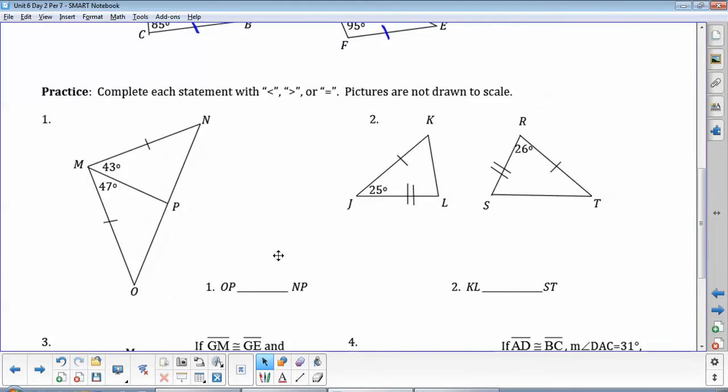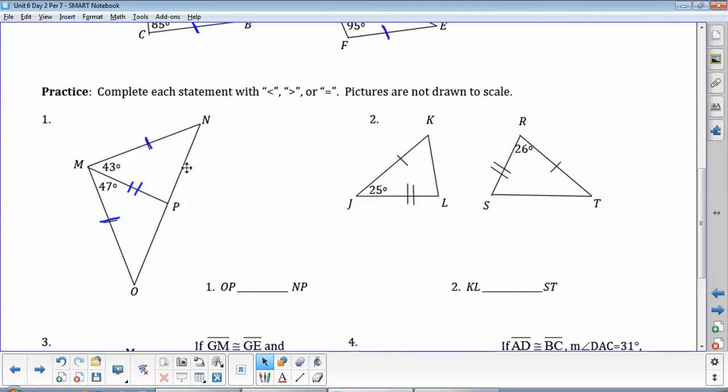So for example 1 over here, we have two triangles. I have one over here, triangle MNP, and the one on the bottom here, triangle MPO. It looks like they have one pair of sides that are congruent. So MN is going to be congruent to MO over here. And also because of the reflexive property, they share a side, so that side is going to be congruent. So I have this triangle and this triangle with two pairs of sides that are congruent. The included angles are not congruent, so that means these third sides are not going to be congruent.